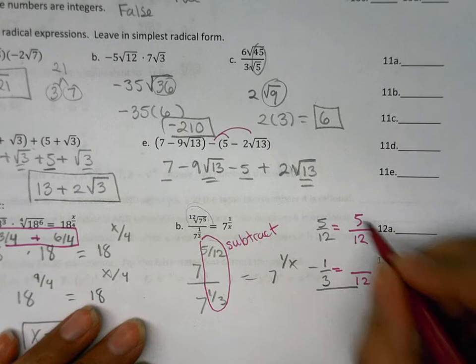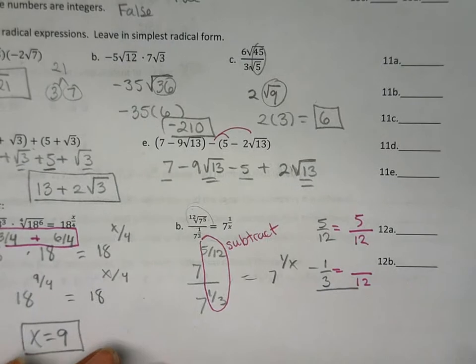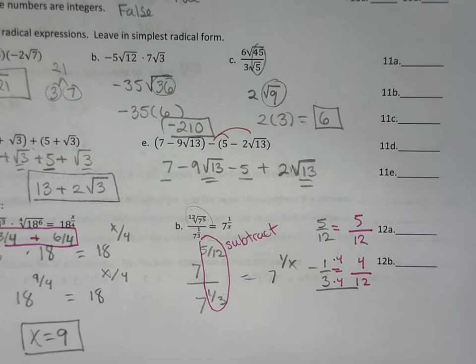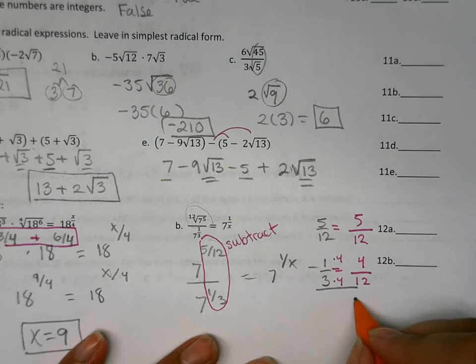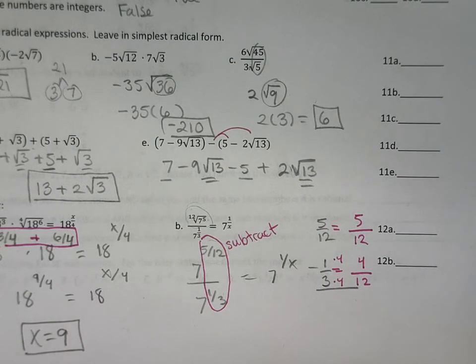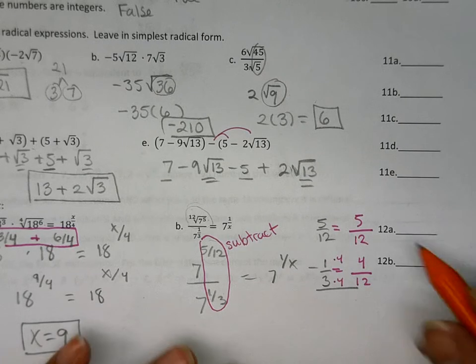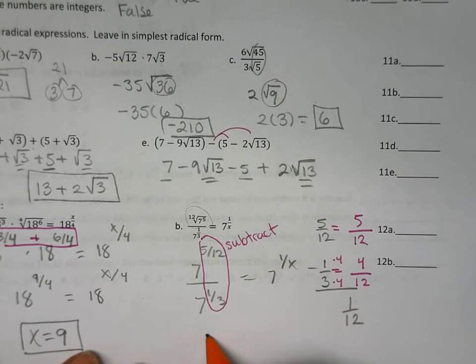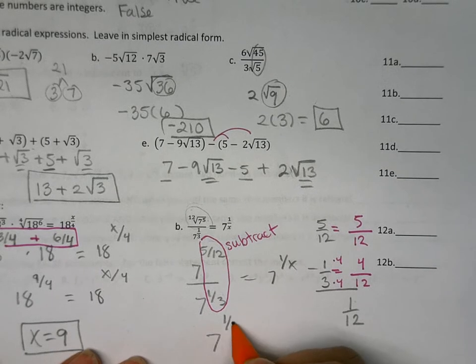This stays 5/12. 3 times what is 12? 4. So when I multiply the top by 4, what do I get? Add them together. What does that equal? Sorry, subtract them. Thank you. Subtract them, and what do we get? 1/12. All right, so 7 to the 1/12.